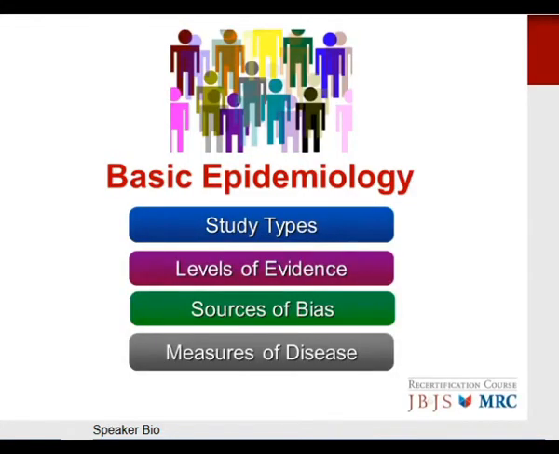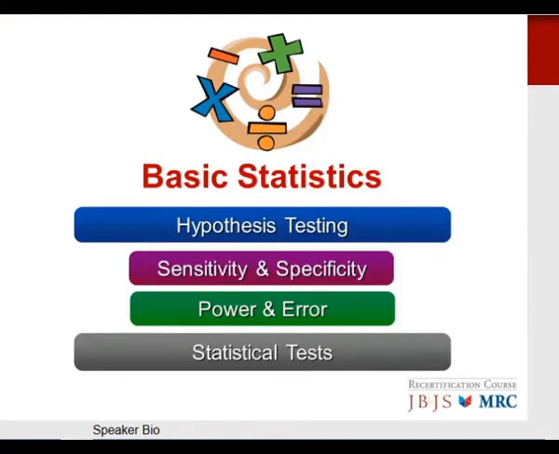So let's start with basic epidemiology and 4 areas: study types, levels of evidence, sources of bias, and measures of disease. These are the 4 key areas that I believe are most likely to be tested with regards to epidemiology. Within statistics, we'll talk about hypothesis testing, that of sensitivity and specificity, and also that of power and error. And then we'll also talk a little bit about statistical tests and how to answer that dreaded question about which of the following statistical tests should you do.